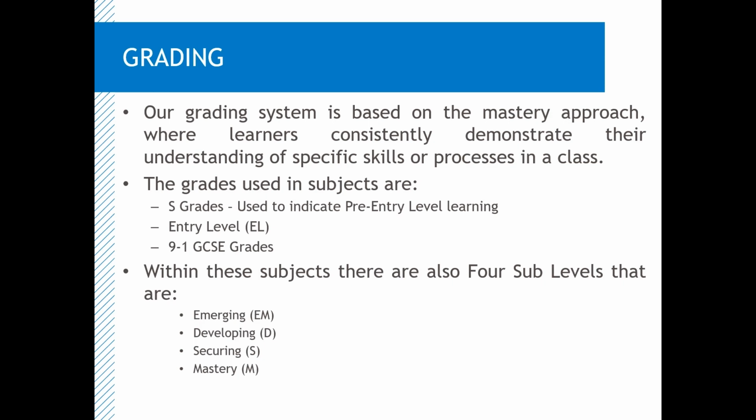The grades that we use in the subjects are, as we went through in the last slide, S grades, that's pre-entry level. Entry level usually are key stage 3, and they are things that build up to GCSEs themselves. And then we've got the GCSEs, which are our key stage 4, 9 to 1. Within the subjects, we also have 4 sub-levels. So for every grade, so S1, we have S1 emerging, S1 developing, S1 secure, and then S1 mastery. Now, the reason we have those 4 levels is, again, it's about the mastery approach, but we also like to break it down so that no matter how small of a step a learner makes, they're always making progress, and we can always track that.